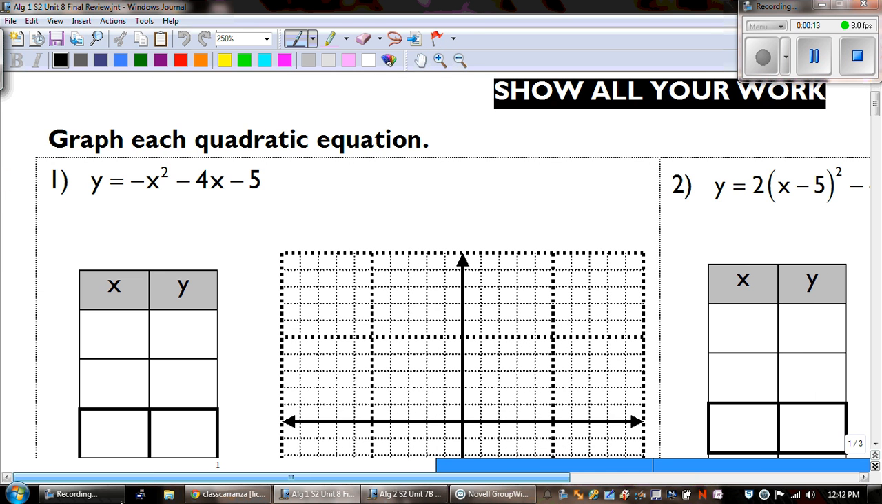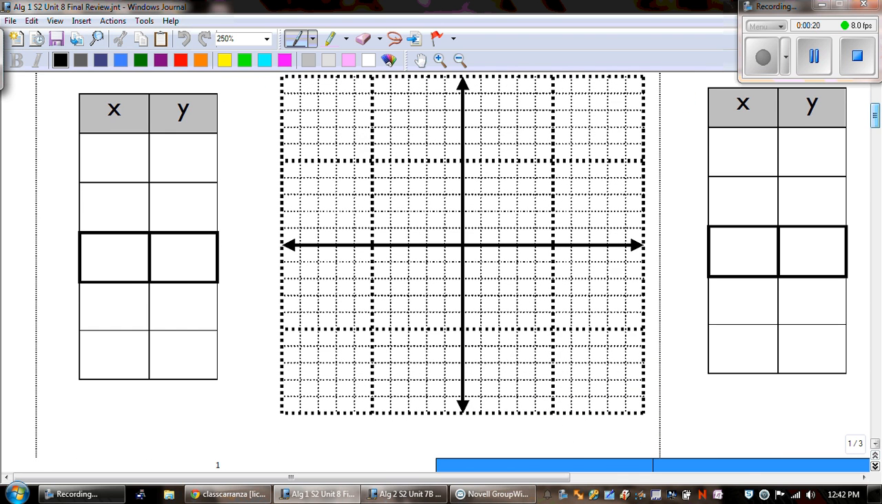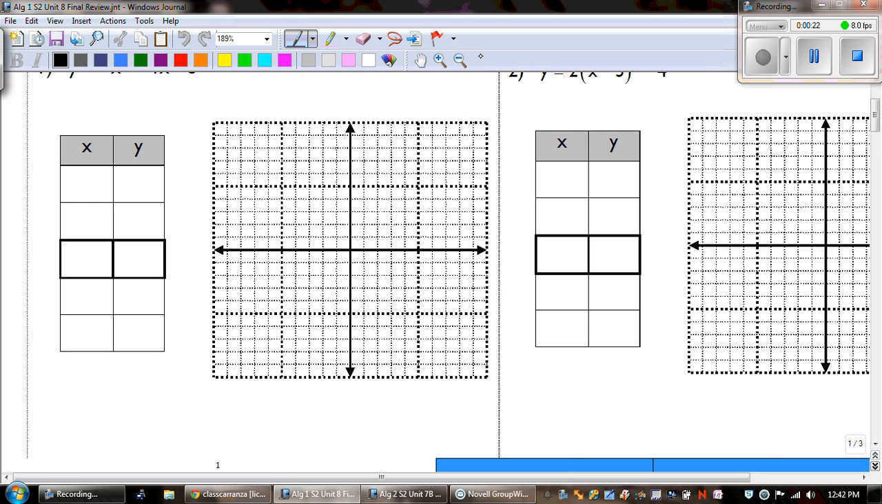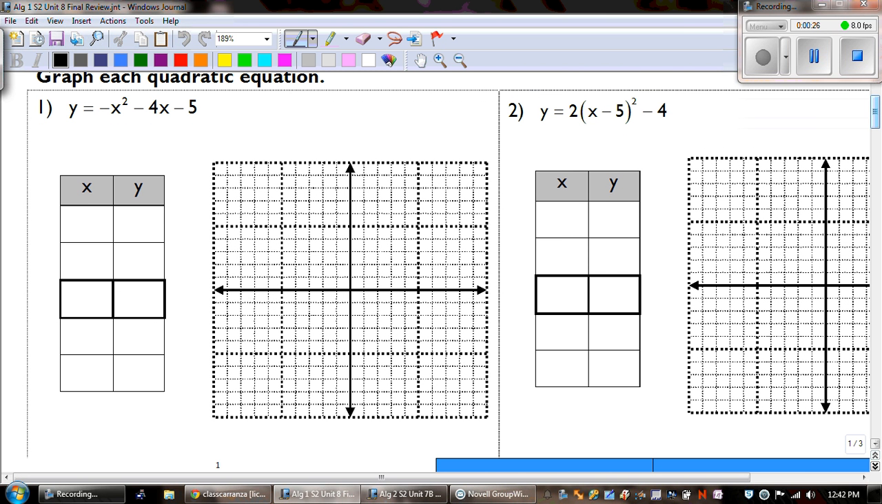Alright, let's take a look at number 1. Directions say to graph each quadratic equation. Well, how do I graph number 1? What do we need to find first? When we're graphing a quadratic, the first thing we need to know is the vertex. So what's the vertex? Well, we have to use our equation, which is, do you guys remember?